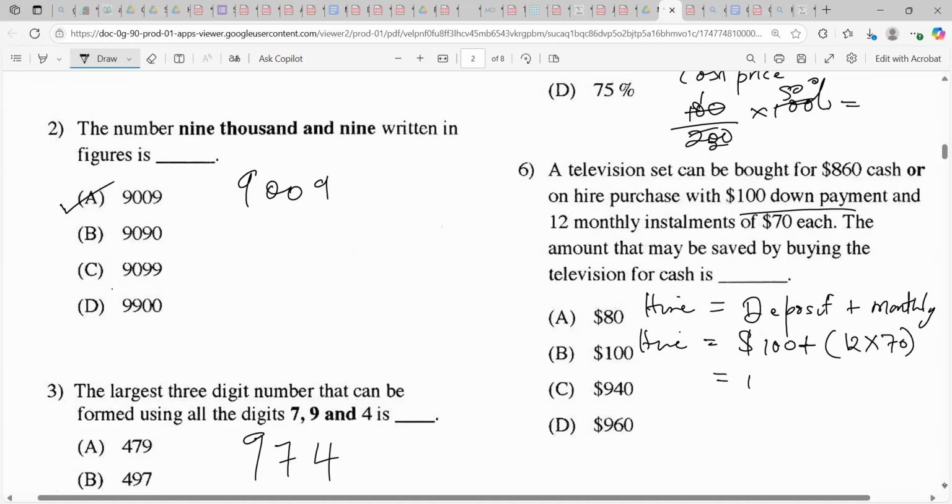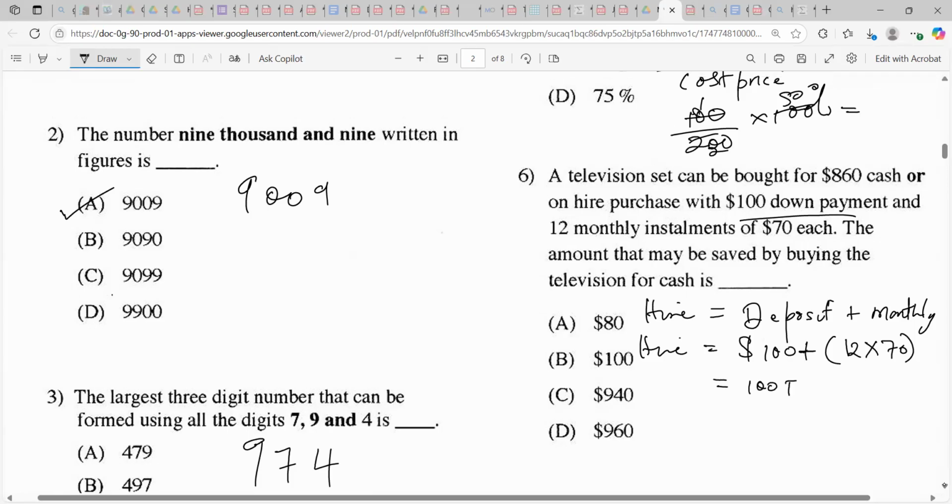So let's break it down. It's $100. 12 times 70. Now 7 times 12 is 84, so that's going to be $840. So the grand total I have purchased would be 940, which is 100 plus the 840.